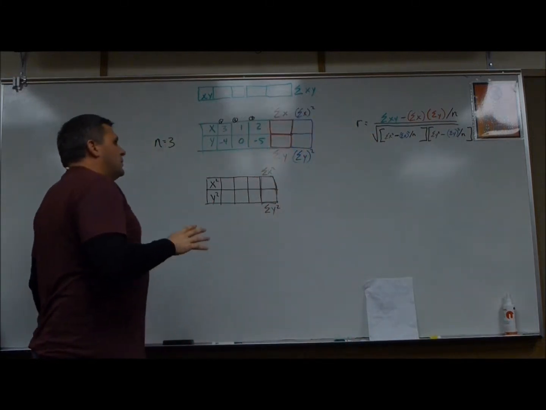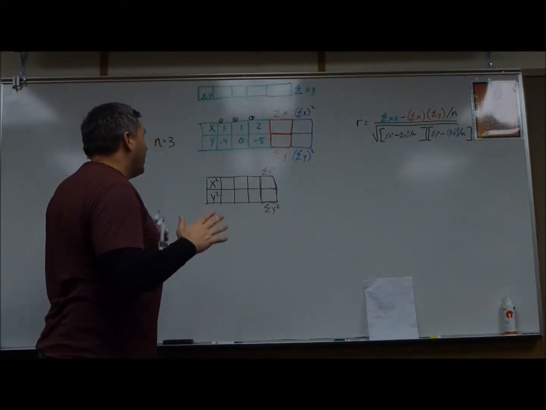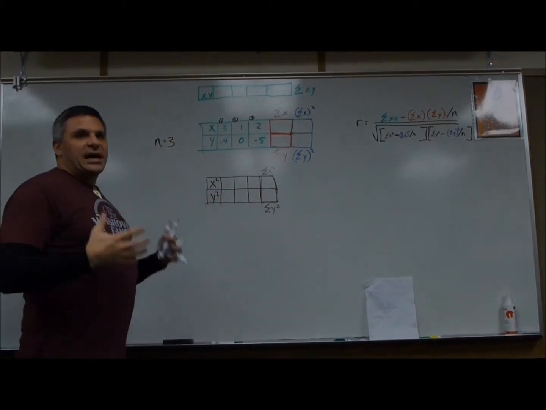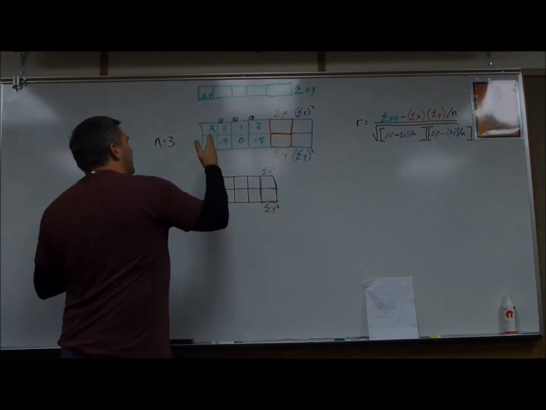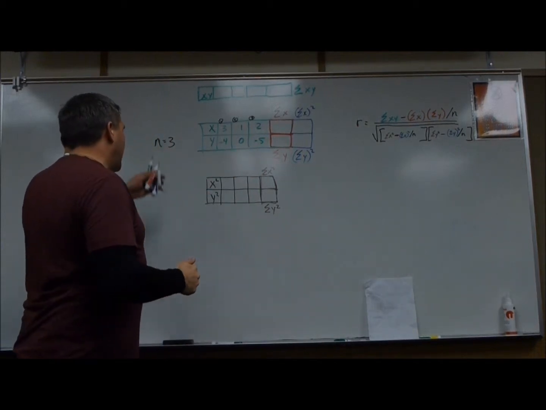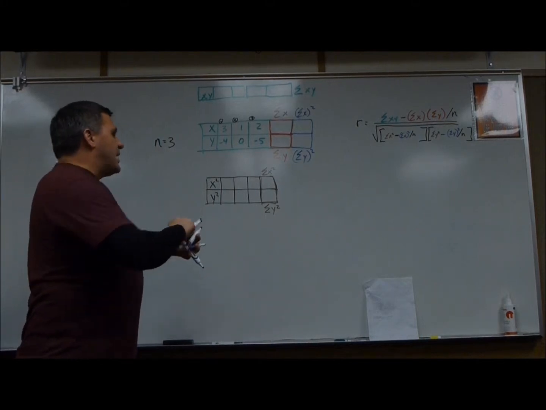So, key thing here is organization. Straight away, we know what n is because we have 3 pieces of data. We start with 3 x's and 3 y's. Okay? So n is 3. Then I start finding things out.